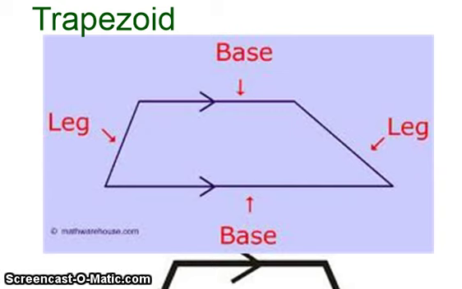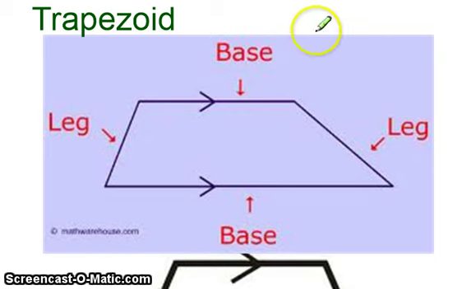By definition, a parallelogram has two pairs of parallel sides, but a trapezoid only has one pair of parallel sides. We call the parallel sides of a trapezoid the bases. This marking indicates parallel. The sides of the trapezoid that are not parallel are called the legs.